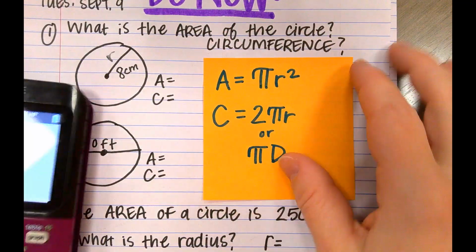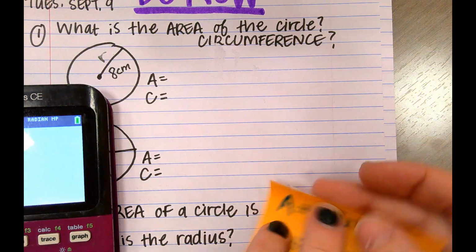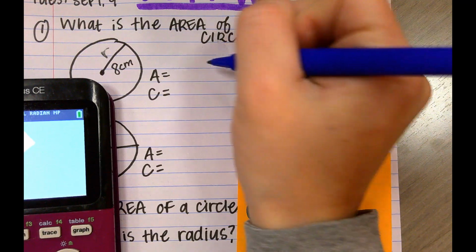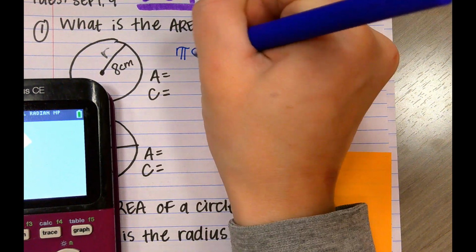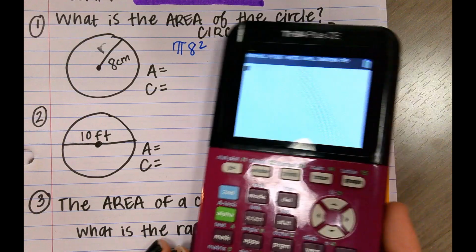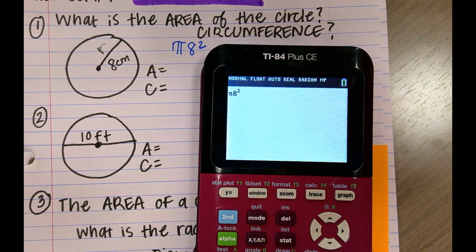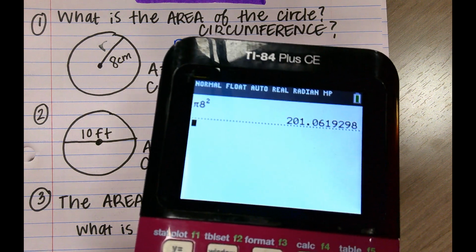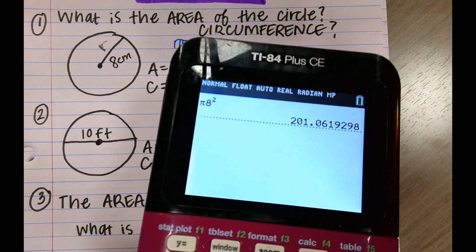I'm going to move this down and write exactly what we will type. I'm literally going to type in pi 8 squared. That'll look just like this. Second, pi 8 squared. Hit enter, and I get 201.0619298.